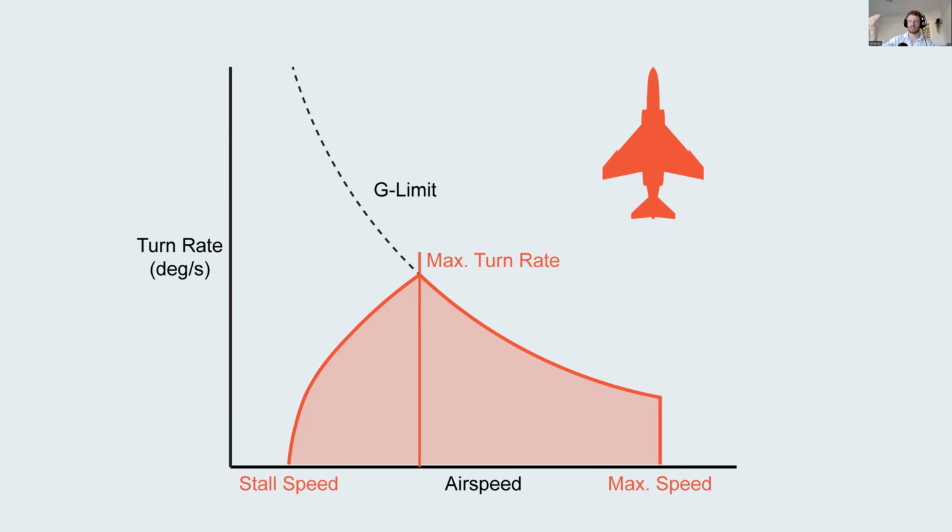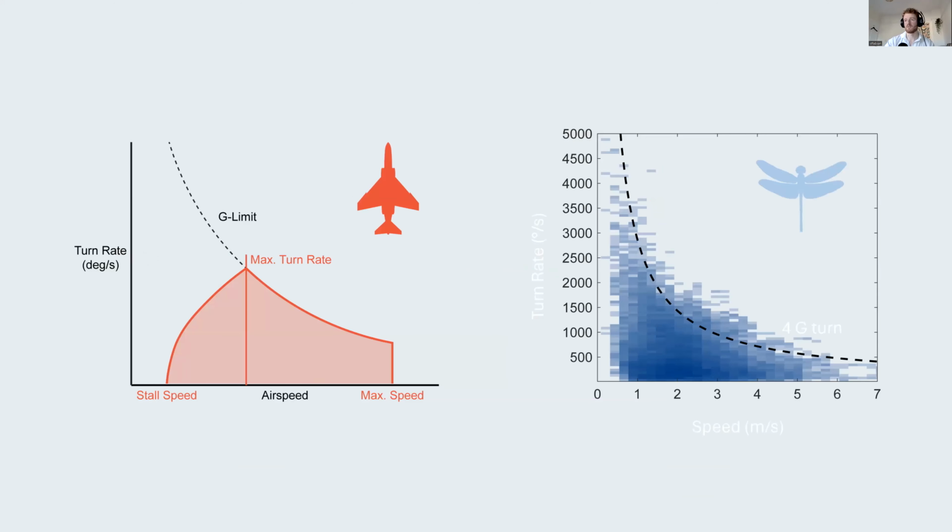And that G limit might be something like 5G, 4G, whatever is a sustainable tolerance for either the human pilot or the aircraft. But what do we see in the dragonflies if we try and plot airspeed versus the turn rate? We see a very similar curve. They do seem to be obeying certain limits in terms of their G, and they stick to around 4 or 5G, which is pretty impressive. You are going to feel 4 or 5G.